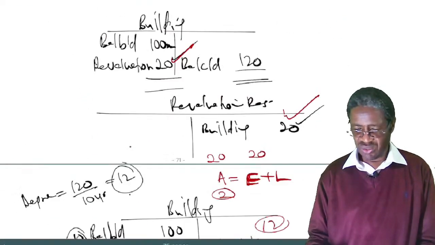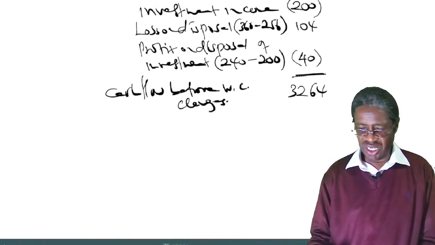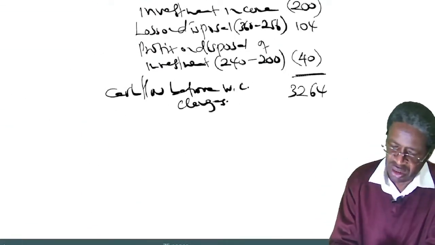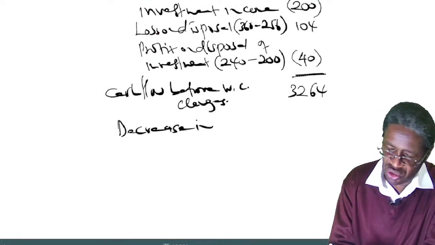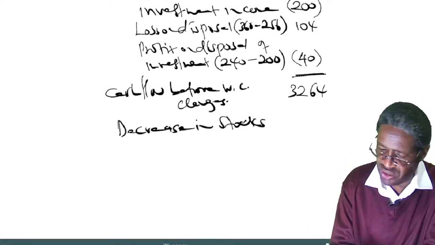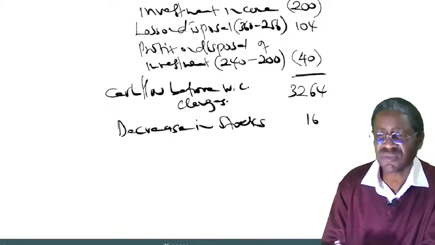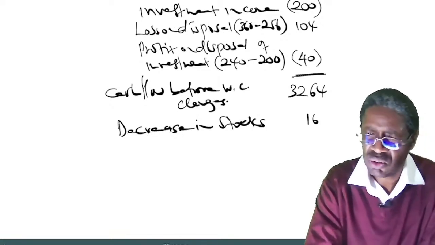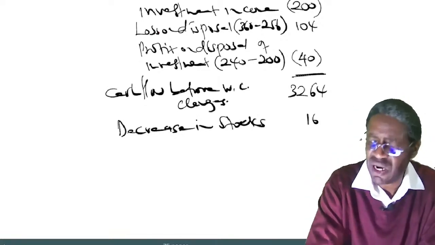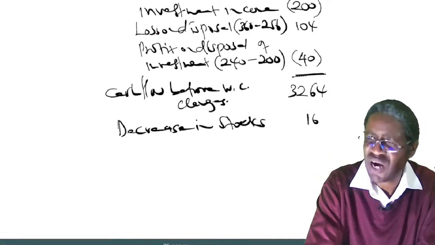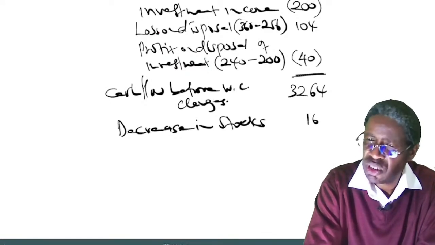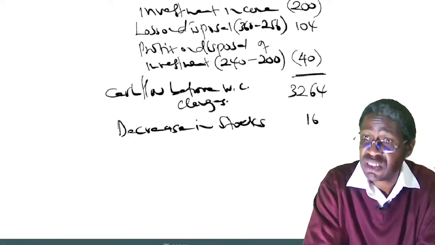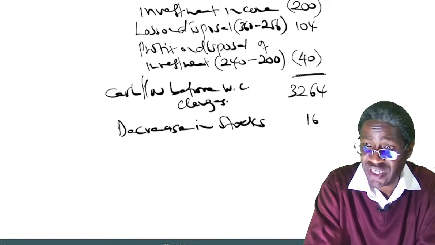So we come and see a decrease in inventory, decrease in stocks, let me just call it that way. Decrease in stocks, that is 16. Of course, for stocks to go down, what must have happened? For stocks to go down, as a company, you must have sold. So that automatically represents an inflow. I hope you are getting it.